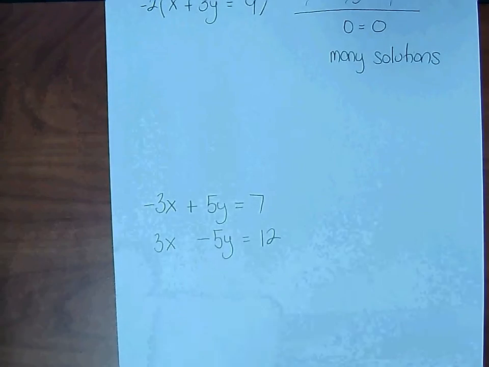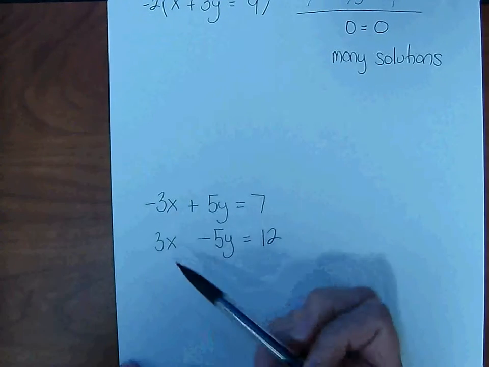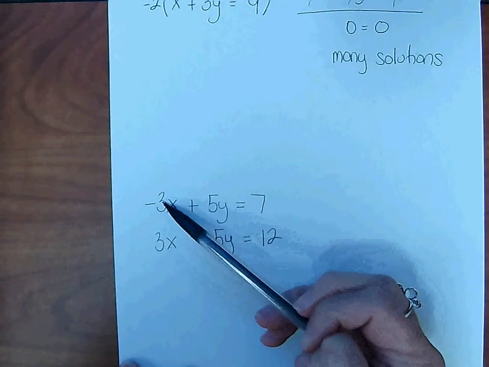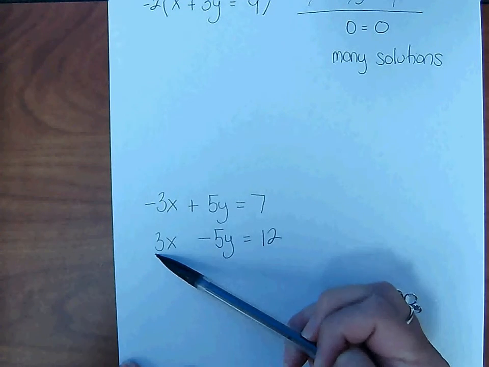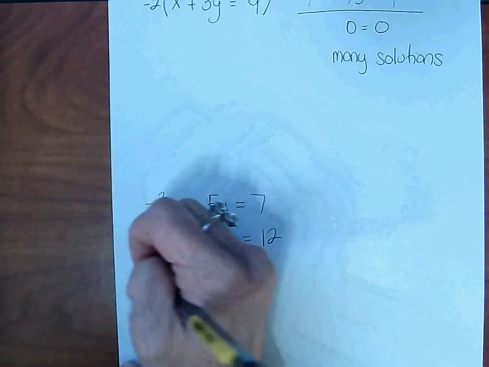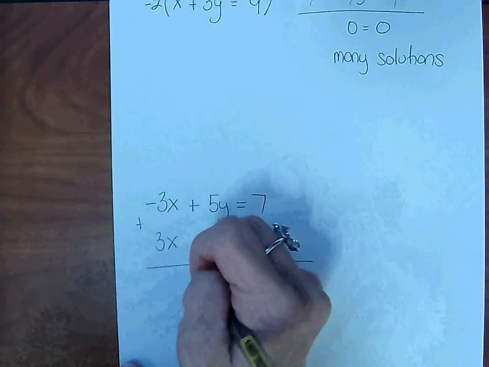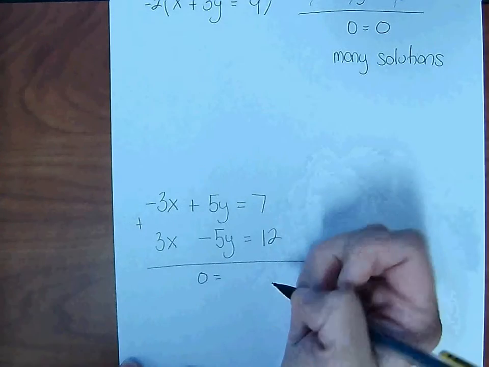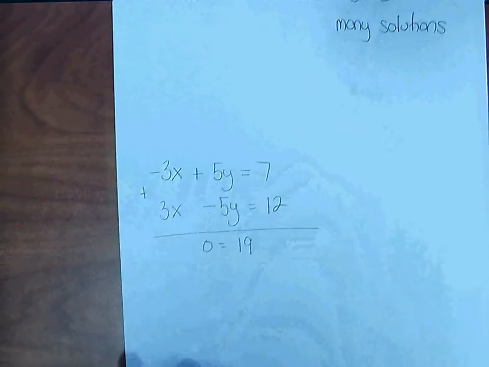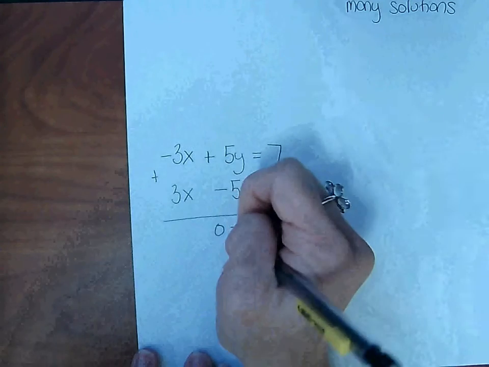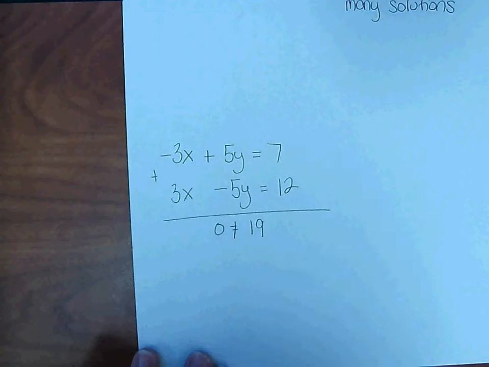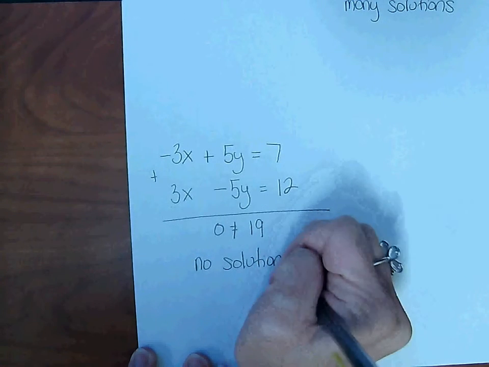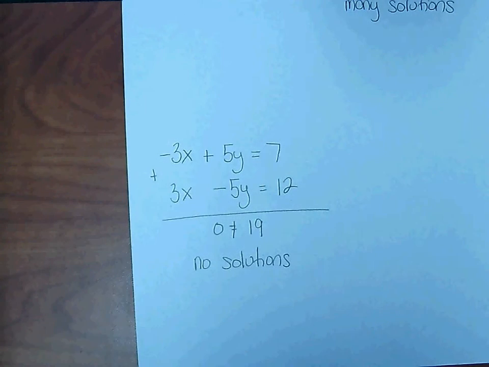In our last system, we can see that the x has opposite coefficients, and so does the y. So our x and y are going to eliminate, leaving a 0. But 7 plus 12, those are not opposites. That's going to leave us with 19. 0 does not equal 19. That is not a true statement. So that tells us that there are no solutions. And on a graph, this system would be parallel lines.